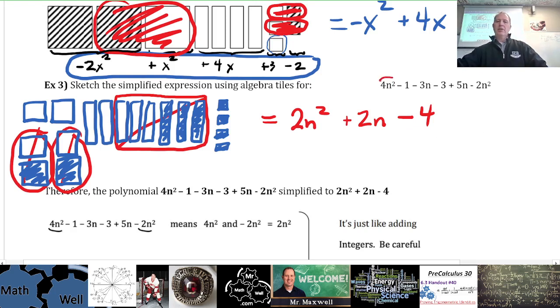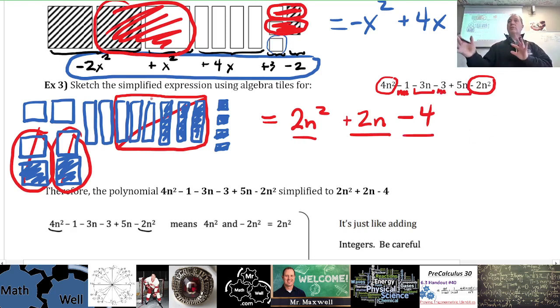And if we look at just the expression and collect our like terms up here, you see how I have 4n squareds minus 2n squared, so 4 minus 2 is positive 2. That's where this comes from. Negative 3n plus 5n. Well, negative 3 plus 5 gives me positive 2. That's where this comes from. And then negative 1 minus 3 more is negative 4. That's where that comes from.